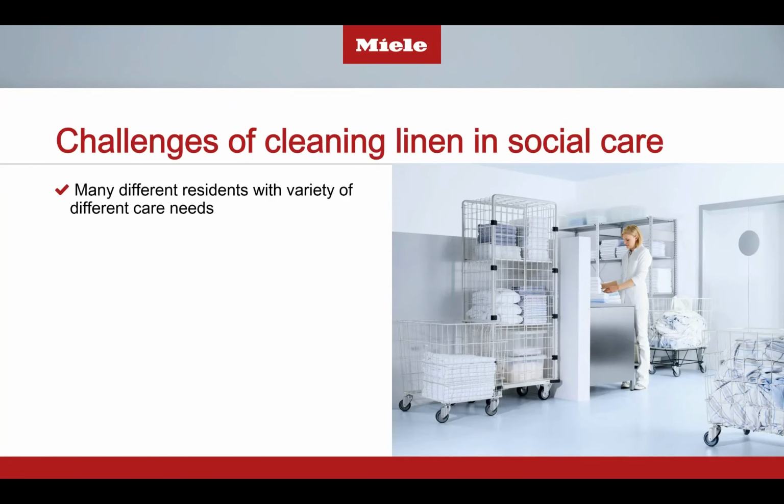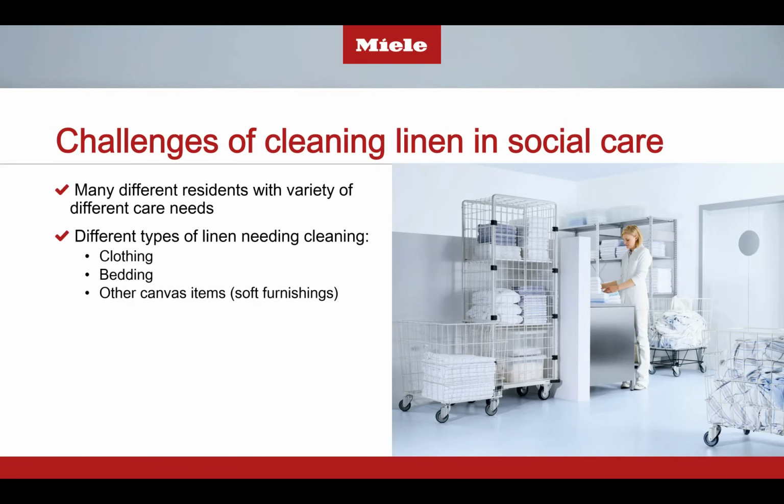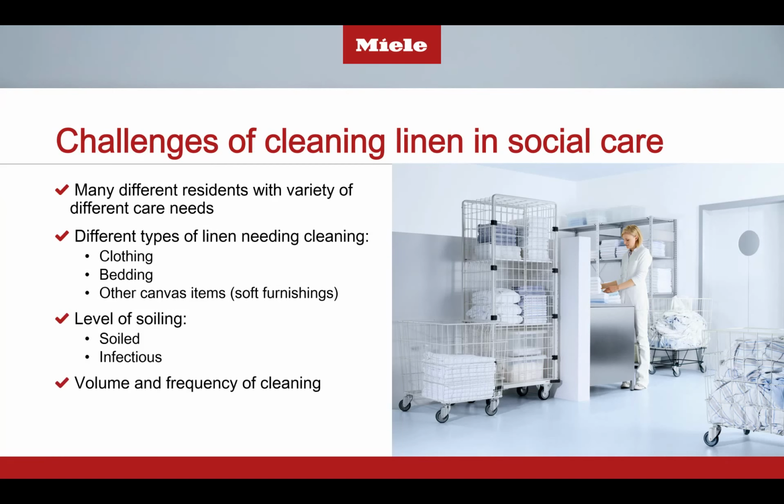The social care environment presents some significant challenges as far as the care of linen is concerned. There are different types of linen that need to be laundered, from clothing to bedding, soft furnishings to toweling. And there are really different levels of soiling that you're going to have to deal with. It could be simply dirty, lightly soiled, it could be heavily soiled, or it could be infectious.